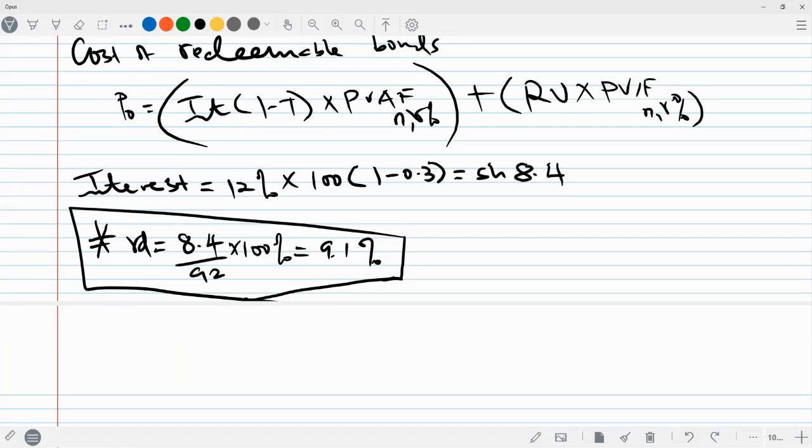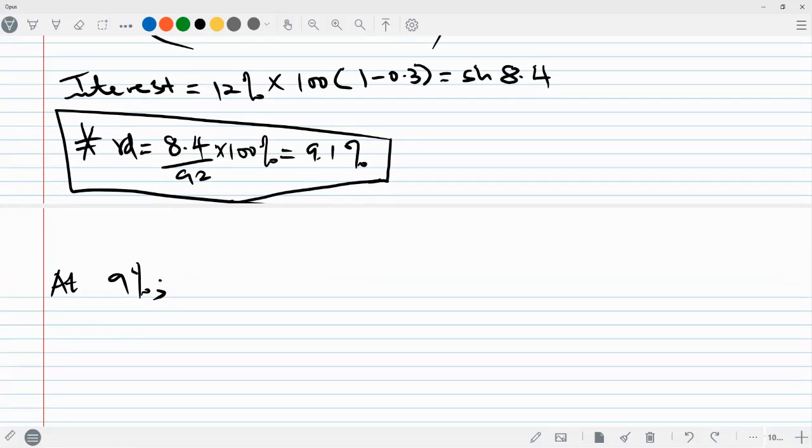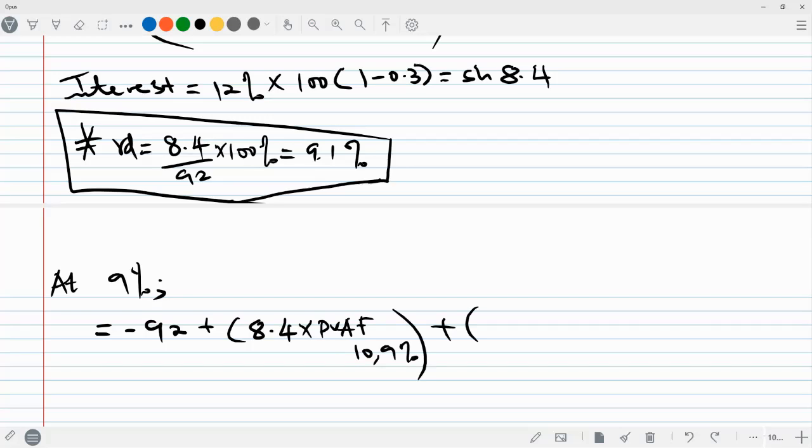So I can begin at 9%, as per that hint. Let's discount the cash flows at 9%. At 9%, this will be equal to negative market value 92, plus the interest received, which is 8.4 for the next 10 years, times the present value interest factor, 10 years, 9%. This is our first trial. Plus the present value of the redemption value, 100 times the present value interest factor, 10 years, 9%. If 9% is the cost of debt, then we want to get a sum of 0. Let's see how much you get.